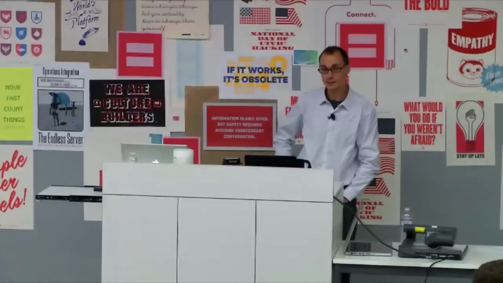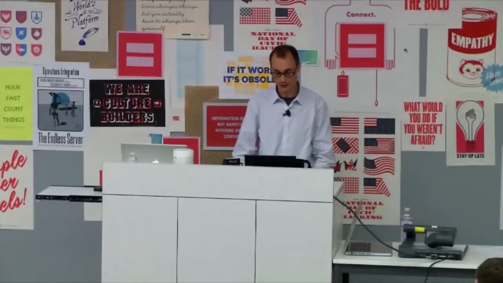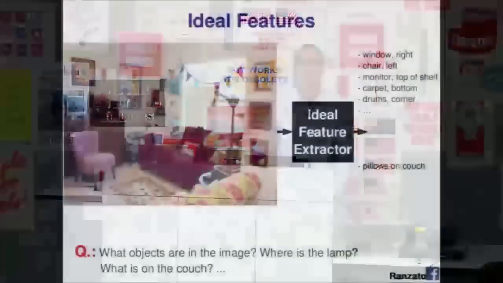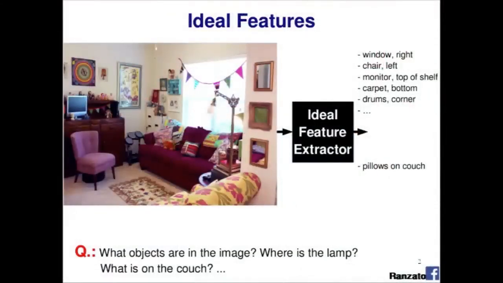First of all, let's remind ourselves what the goal here is. What we would like to do is to take any photo, do some processing, and then extract some features that represent richly what's in the image. So for instance, we would like the features to tell us that in this case, there is a window on the right, there is a chair on the left, nearby there is a monitor, which is on top of the shelf, and so on and so forth.